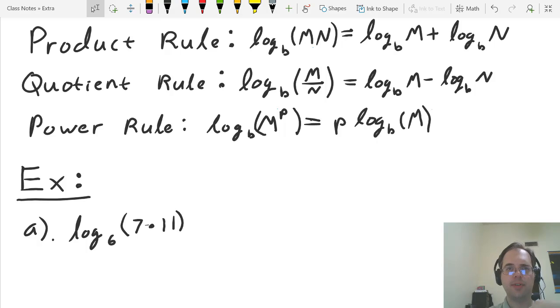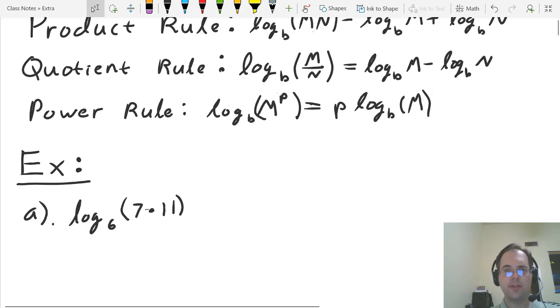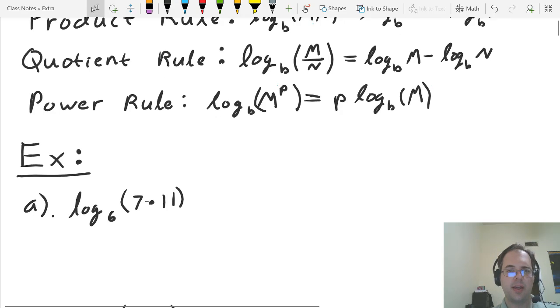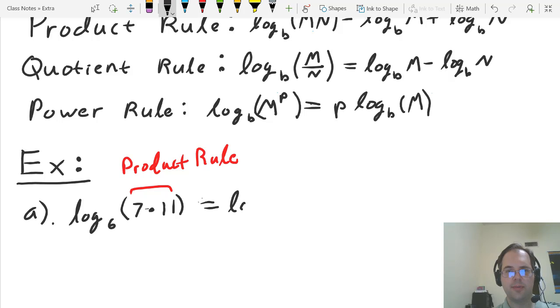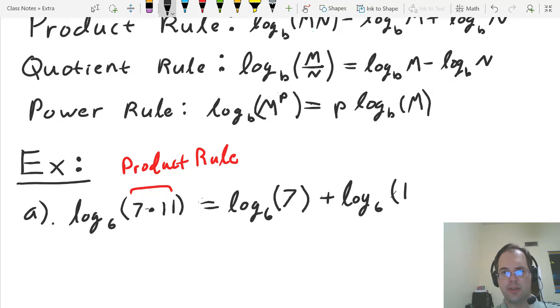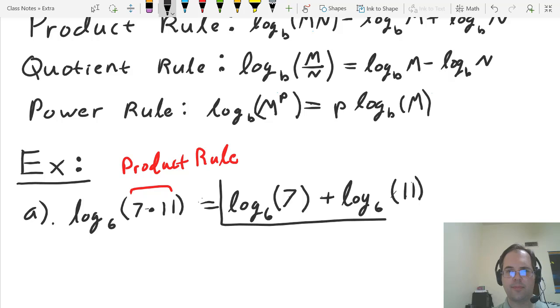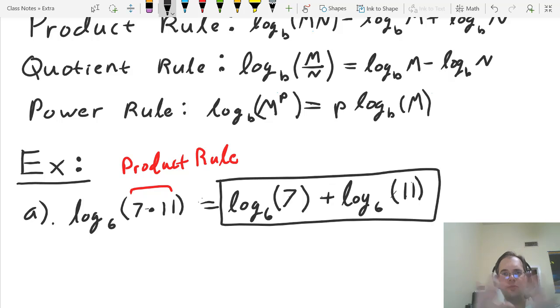Okay, let's look at a few examples of these types of situations. Here's a straightforward example, log base 6 of 7 times 11. Since we have these two things being multiplied inside the logarithm, I'm going to use the product rule. That's going to split this up into two logarithms added together. The first one would be log base 6 of 7 plus log base 6 of 11. Okay, and that's how we would split it into two logarithms via the product rule.